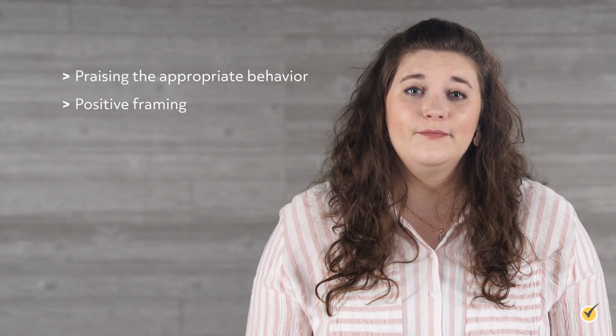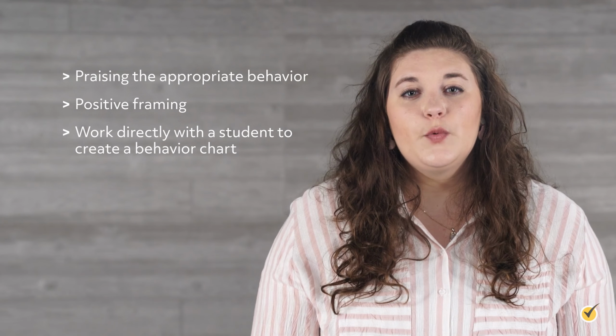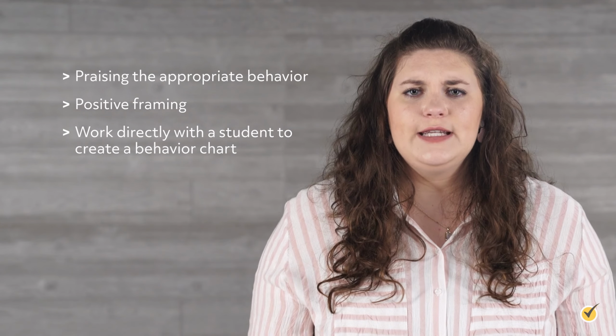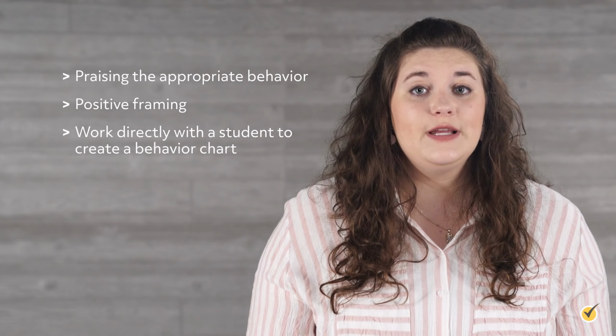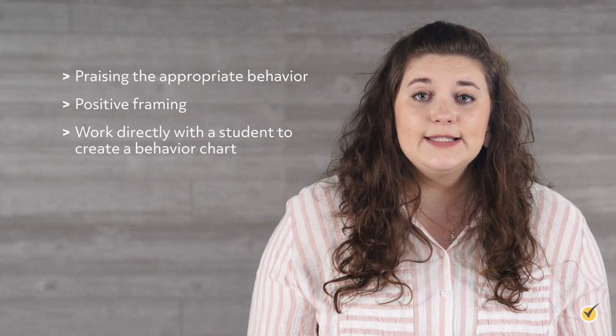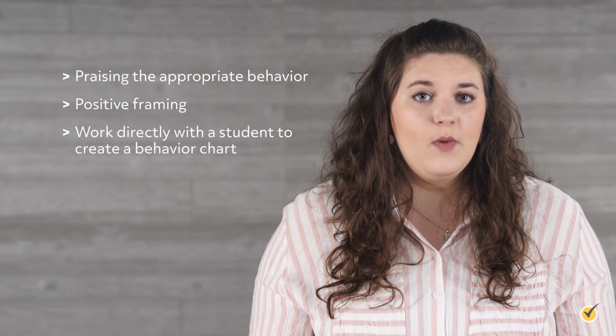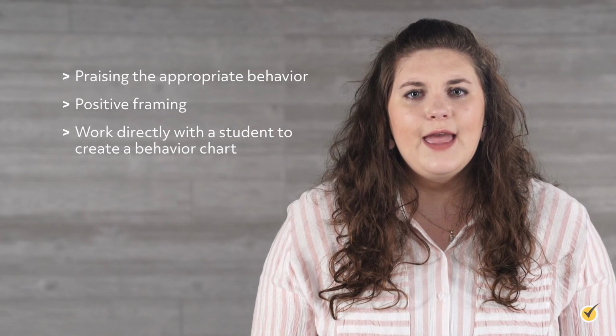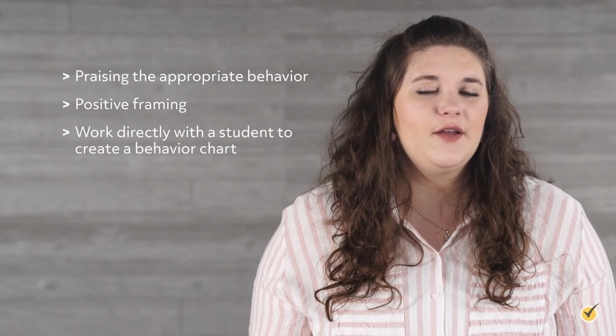A third strategy is to work directly with a student to create a behavior chart. In this strategy, a teacher takes the student aside at an appropriate time to talk about 1 or 2 behaviors they would benefit from changing, and decides with the student how they can jointly monitor progress. For example, in an elementary setting, a teacher may have a student who consistently speaks out of turn.